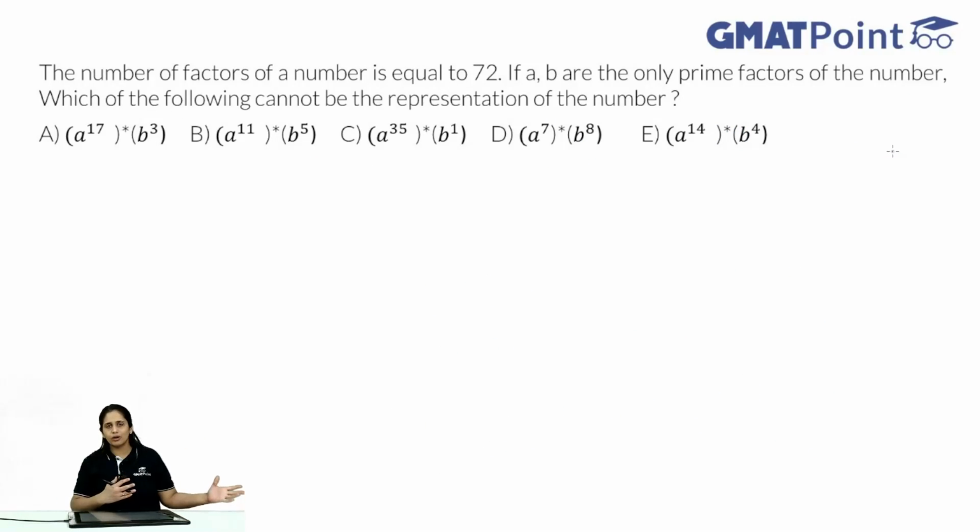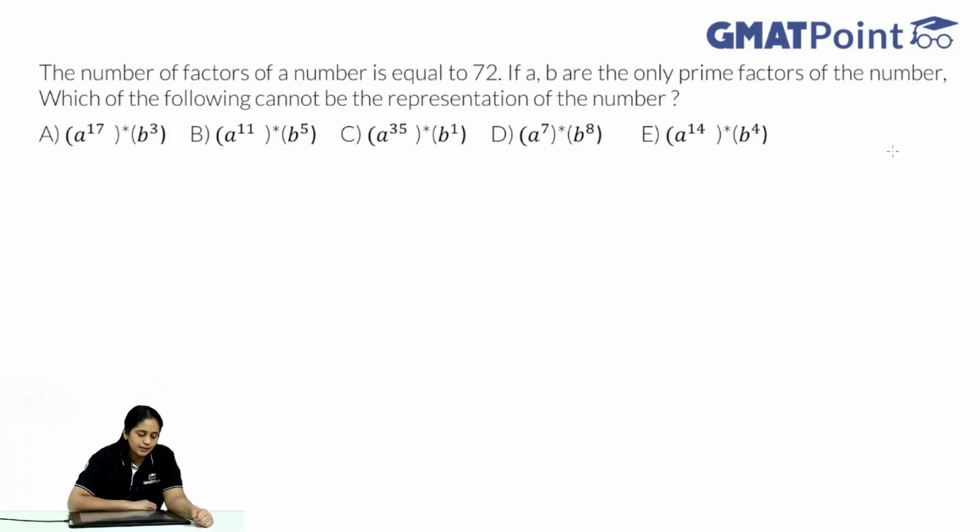Now that we understand all of those properties and the formula associated with them, let's take a look at a few questions based on this topic. So consider this question. The number of factors of a number is equal to 72. If a and b are the only prime factors of the number, which of the following cannot be the representation of the number? So a and b are the prime factors.